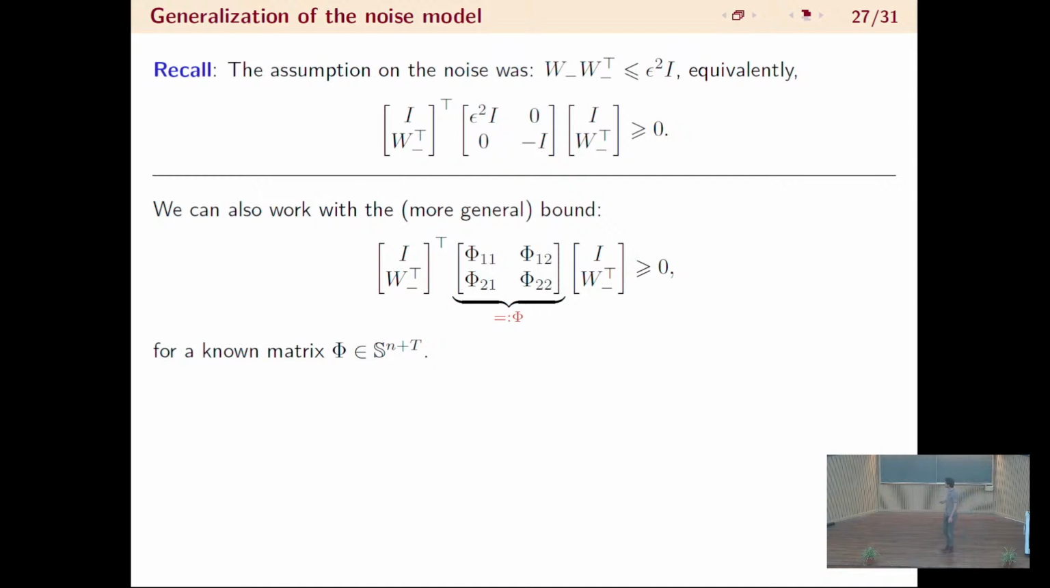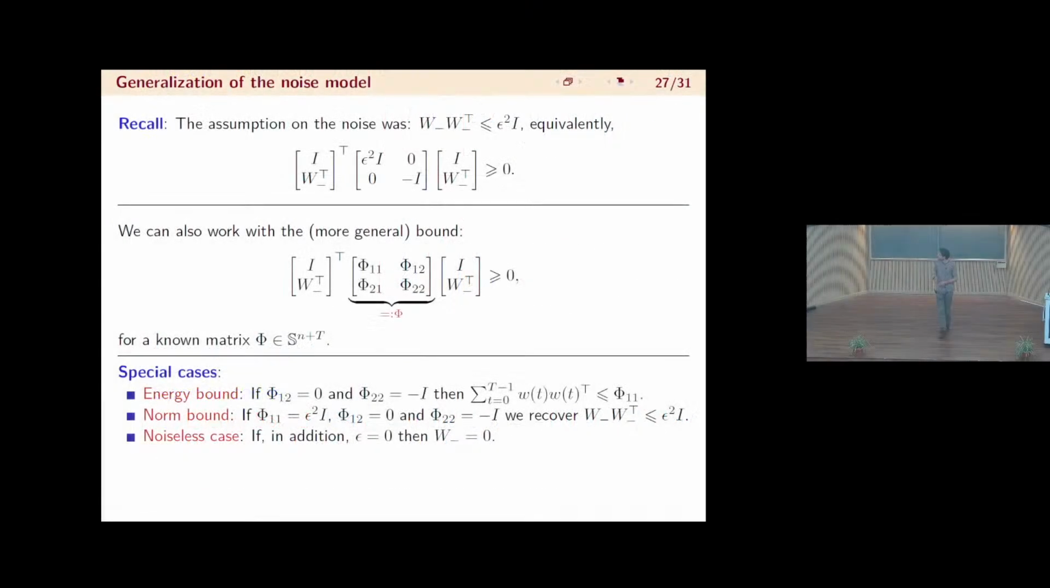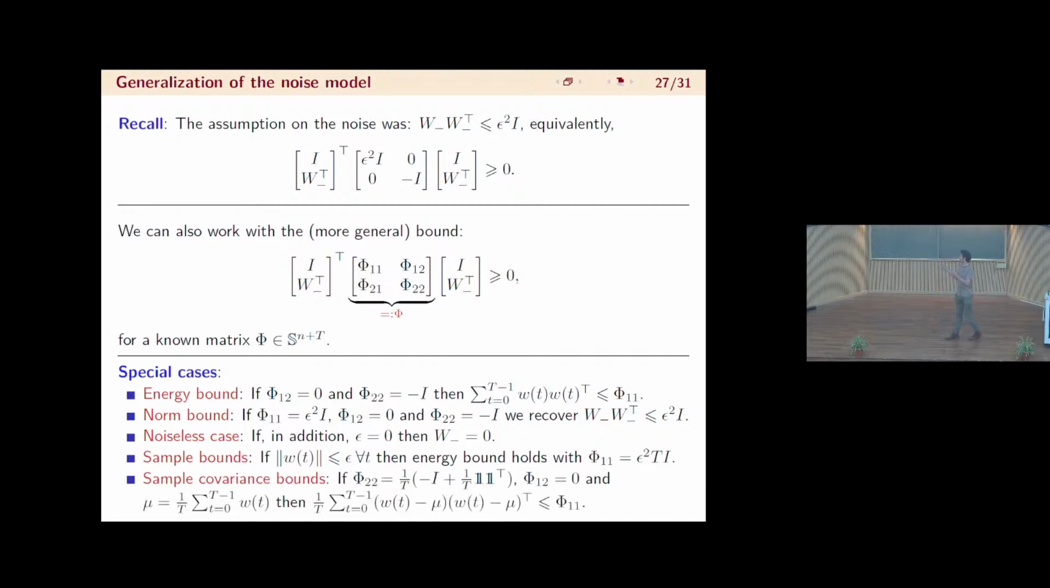But what I was proposing before the break is to replace this matrix by some matrix Phi of this form. So from now on, we're just going to assume that the noise satisfies this quadratic inequality, where the matrix Phi in the middle is given. And we already saw some applications of that noise model, namely energy bounds, norm bounds, the noiseless case, and sample bounds on the noise, and sample covariance bounds. So these are all special cases of this generalized noise model.